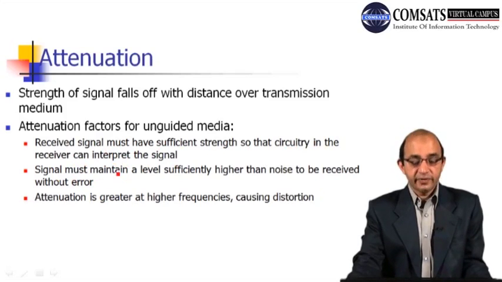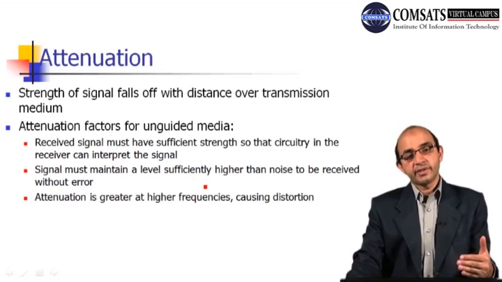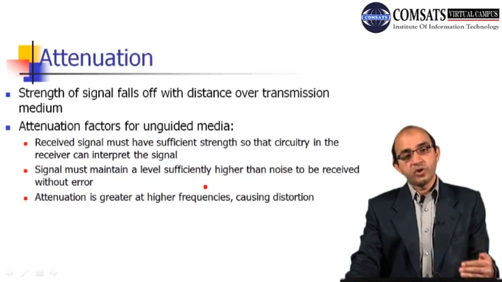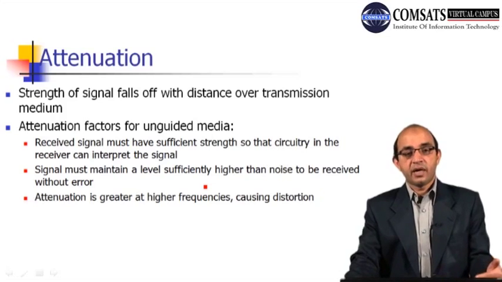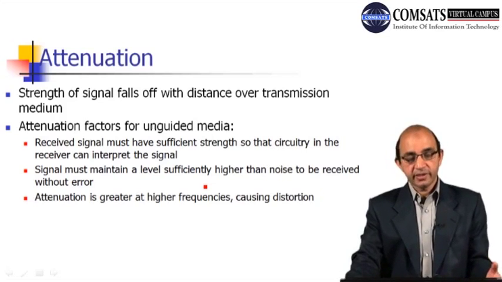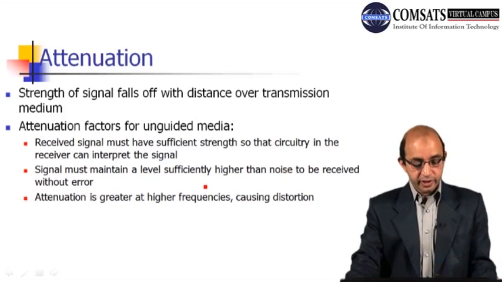The signal must maintain a level sufficiently higher than the noise, because when we have transmission over a longer distance, there can be chances that the noise power or noise level is higher than the actual signal. In that case, it's very difficult to retrieve the actual signal. So attenuation is greater at higher frequencies, causing distortion.